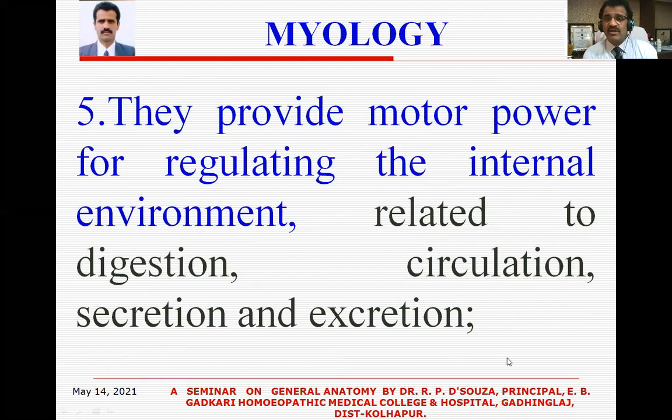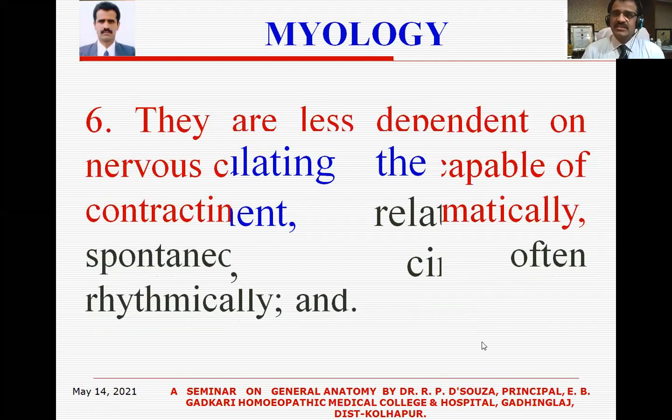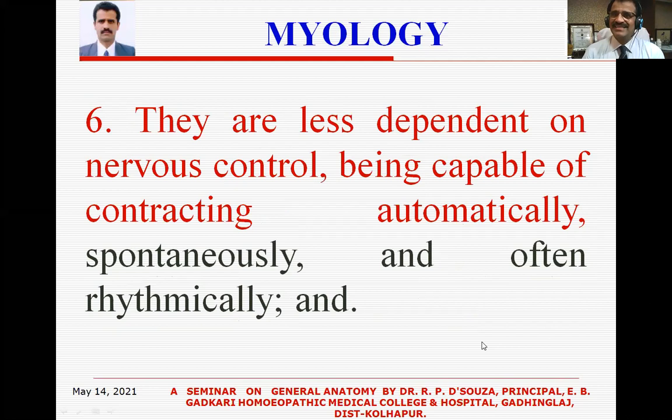They provide motor power for regulating the internal environment. Now skeletal muscles are for the external environment, and these smooth muscles have an internal environment. Internal environment means inside the body, which is related to digestion, circulation, secretion, excretion, and so on. And the next is that smooth muscles are less dependent on nervous control, being capable of contracting automatically or spontaneously and often rhythmically. This is their typical characteristic.